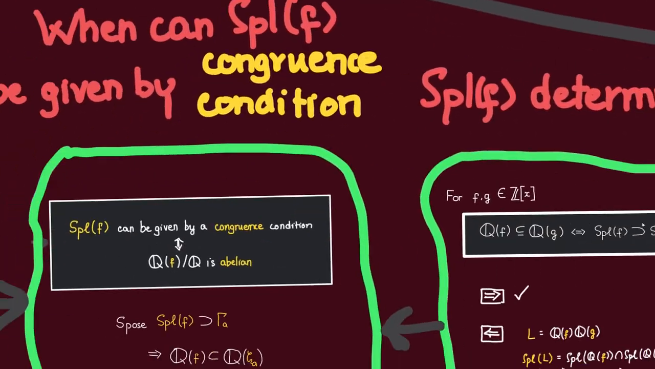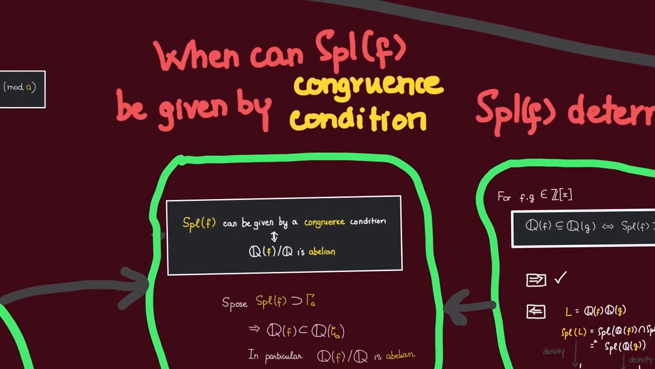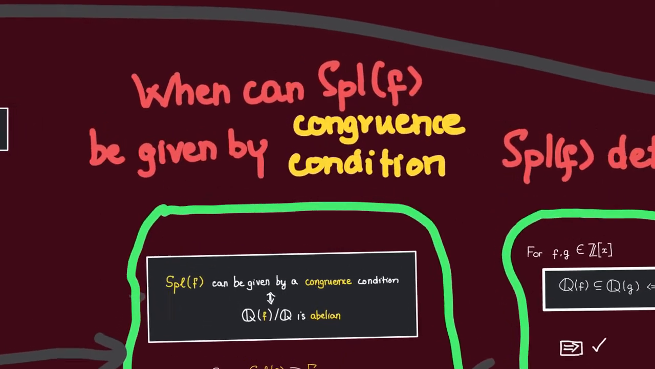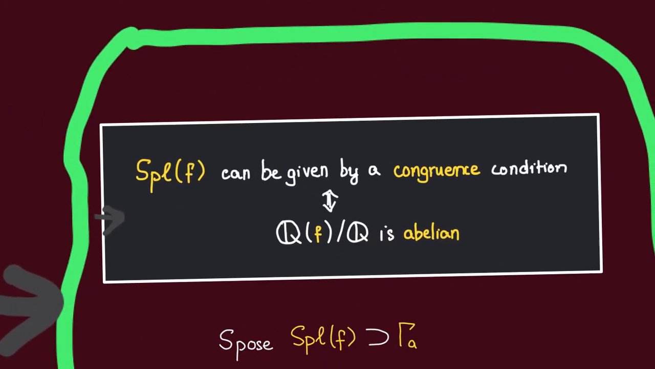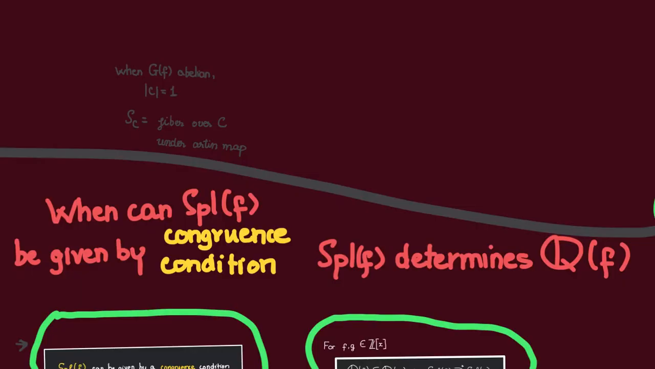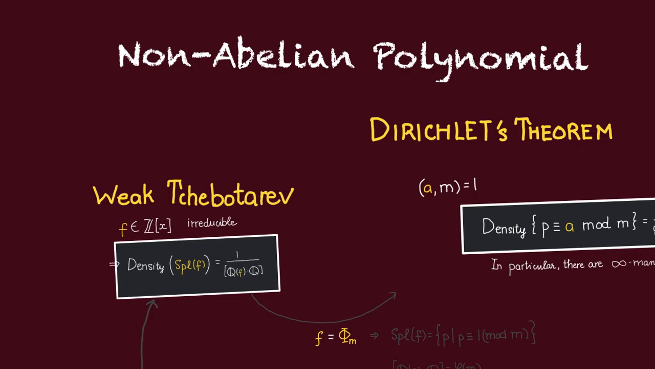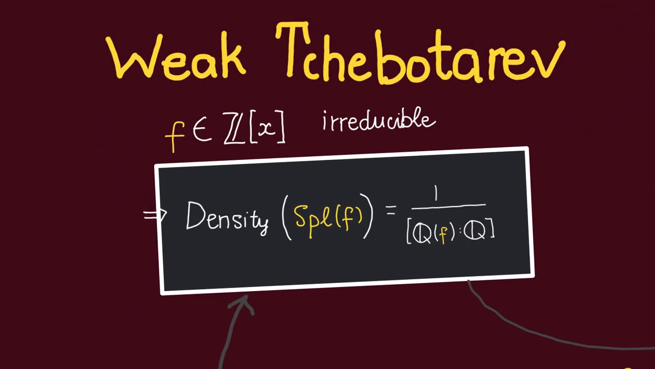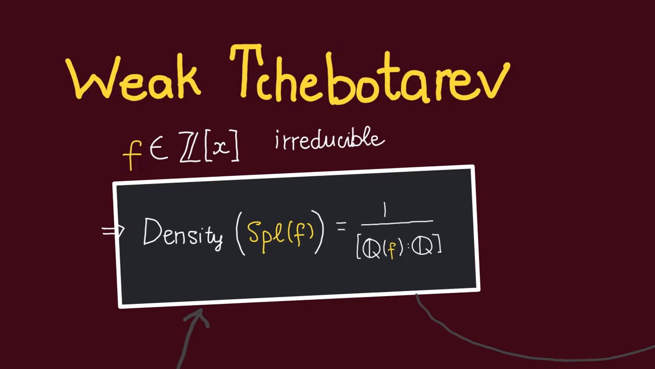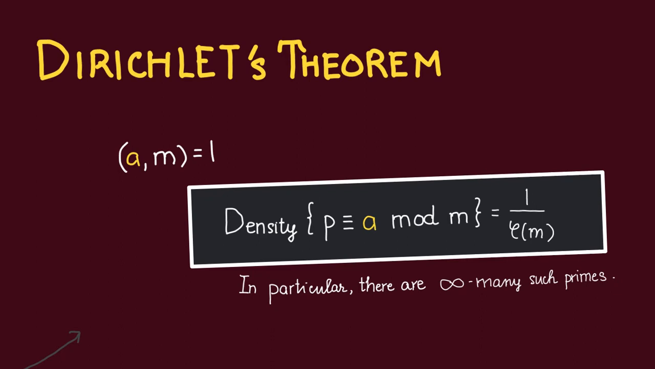As we've mentioned, for an abelian polynomial, i.e. a polynomial with abelian Galois group, we can actually describe split F in terms of a congruence condition. But that's only if the polynomial is abelian. In the case of a non-abelian polynomial, the most that we can say is about the density of split F, which we just mentioned.